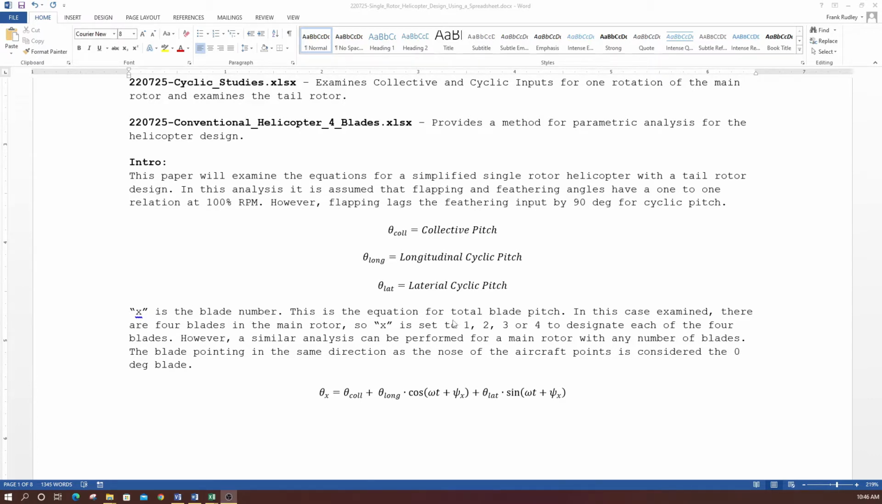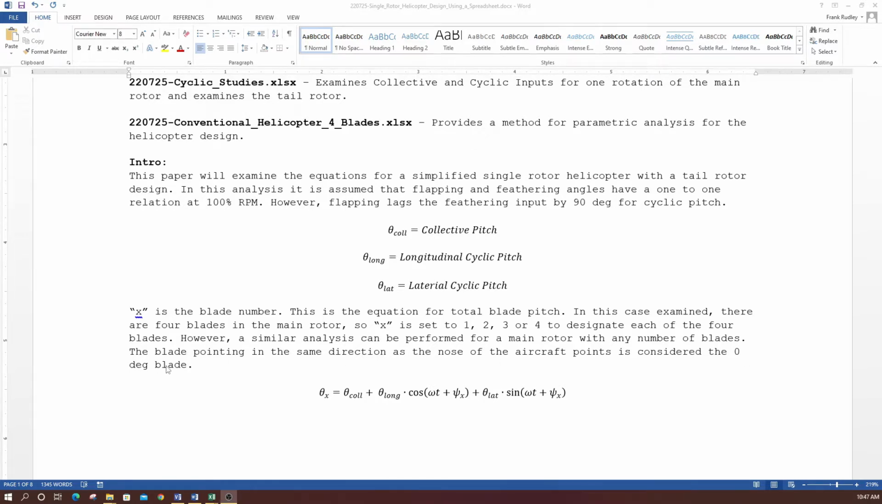So this is the equation for total blade pitch down here. This would be like the total pitch going into the blade. In the case examined, there are four blades in the main rotor. So X is set to 1, 2, 3, 4 to designate each of the four blades. However, a similar analysis can be performed for a main rotor of any number of blades. The blade pointing in the same direction as the nose of the aircraft points is considered the 0-degree blade.